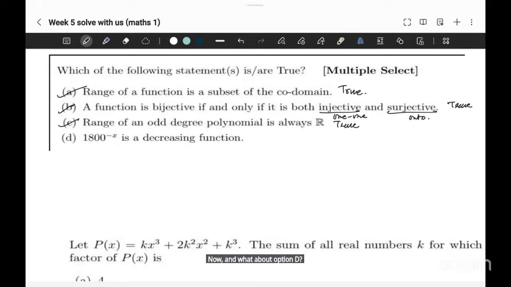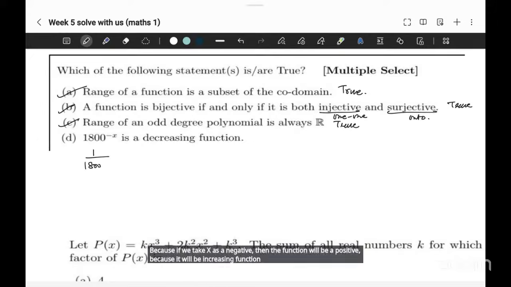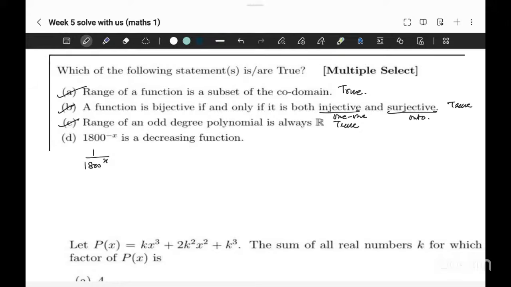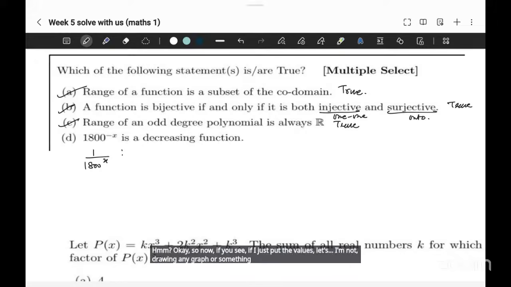It's false. Why false? Because if we take x as a negative, then the function will be positive, meaning it will be an increasing function. See, I can write this as 1 upon 1800 raised to the power x, correct? Yes. Okay. So now, I'm not drawing any graph or anything, I'm just going with the numbers.